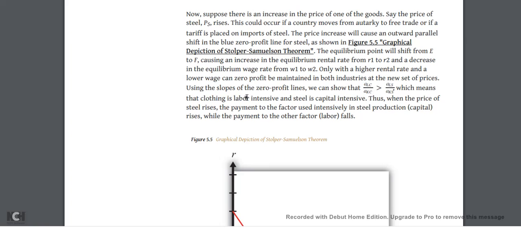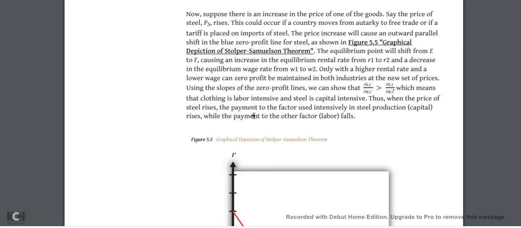Using the slope of the zero profit line, we can show that ALC divided by AKC is always greater than ALS divided by AKS, which means that clothing is labor intensive and steel is capital intensive. Thus, if the price of steel rises, the payment to the factors used intensively in steel production rises. This is what you should keep in mind.